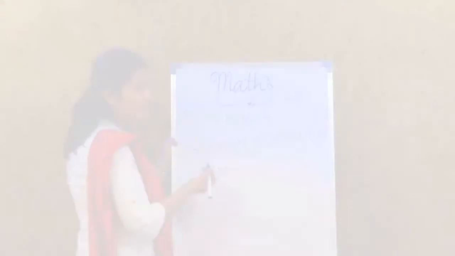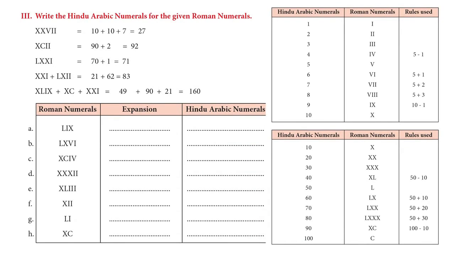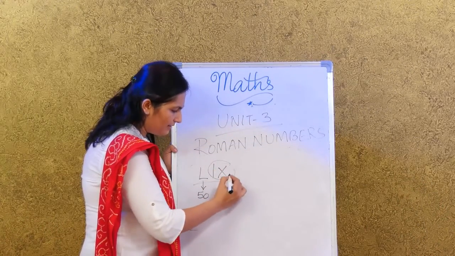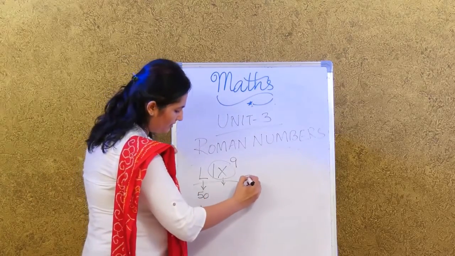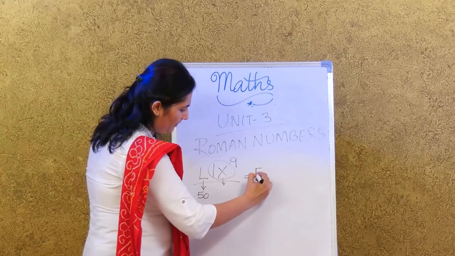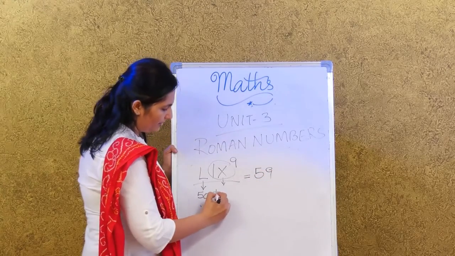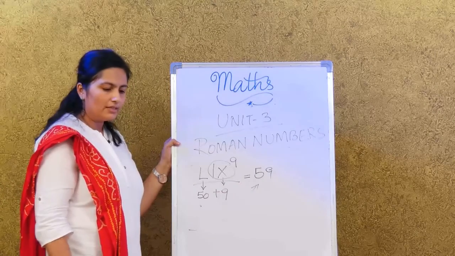okay, when you see this, what do you think? You will immediately go back to the table. The value of L is 50, the value of this is otherwise called as 9, remember? So, the answer would be 59. 50 plus 9, you got the answer 59. Do you want to take a look at one more?